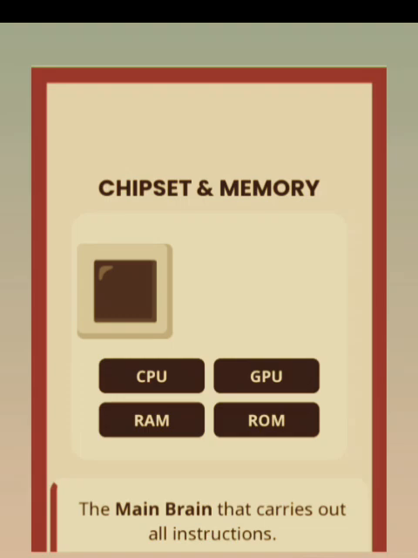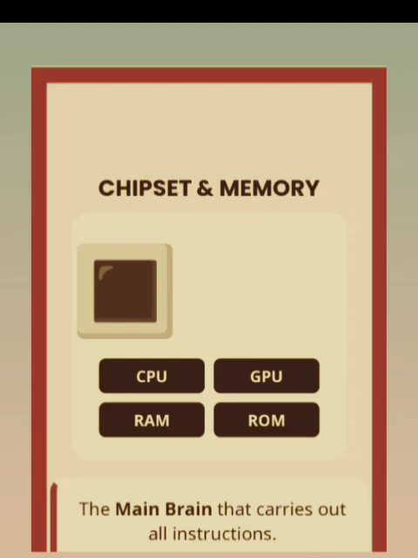So let's get started. The first component is the chipset and memory, the main brain that carries out all instructions. What are the different components inside the chipset? That is the CPU. CPU means central processing unit. Whatever mathematical operations we do on our mobile, the CPU is responsible for performing all of them.